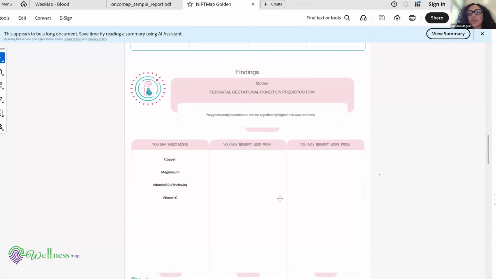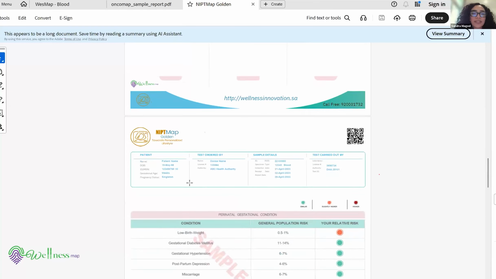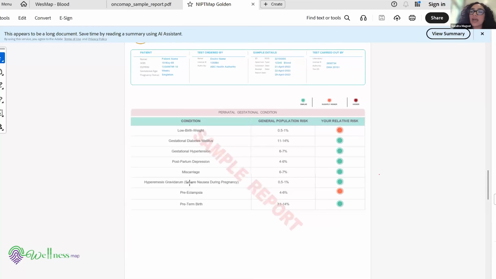We can see that also in the summary, what are the things that you may need more? What are the supplements that you may benefit less from? And what are the supplements that you may benefit more from? So the need is what is important. The benefit could be something that she could benefit from, but it's not essential for her to take during pregnancy. Then after that, we start seeing the prenatal gestational condition.